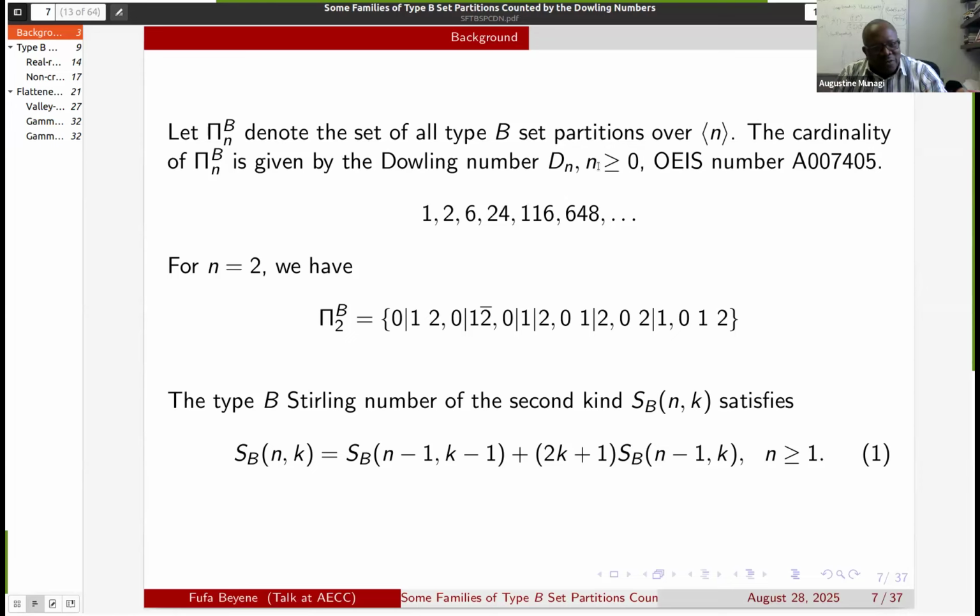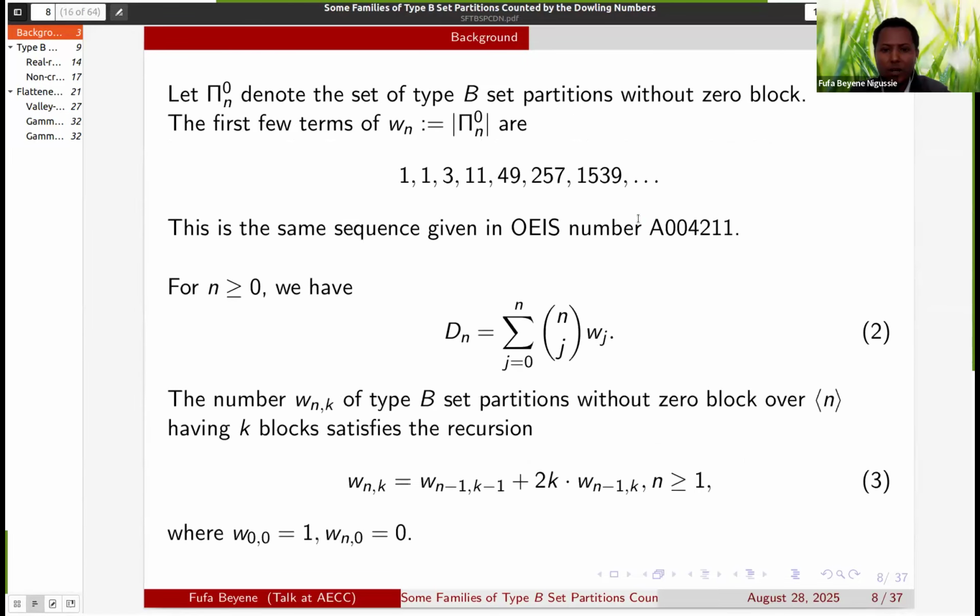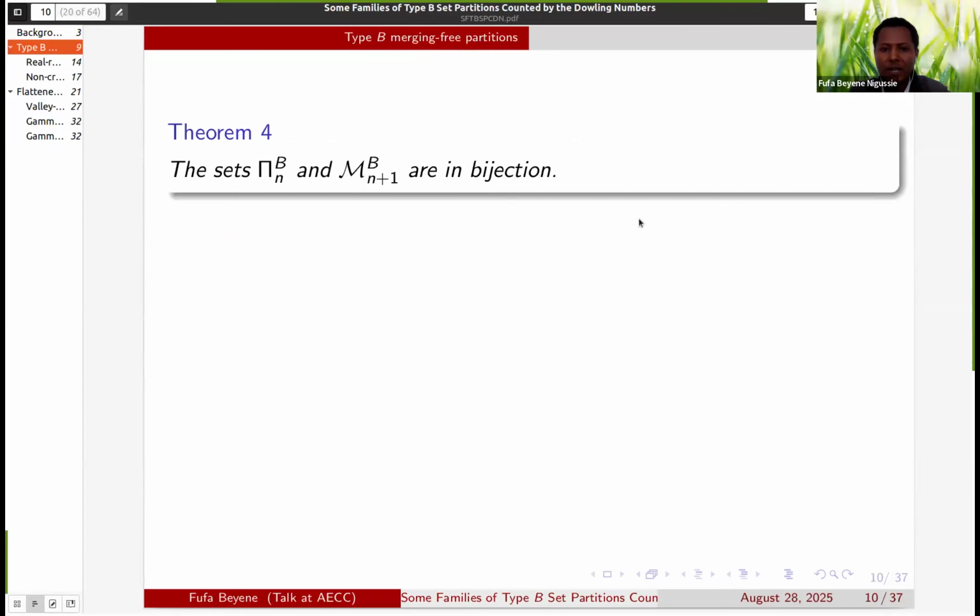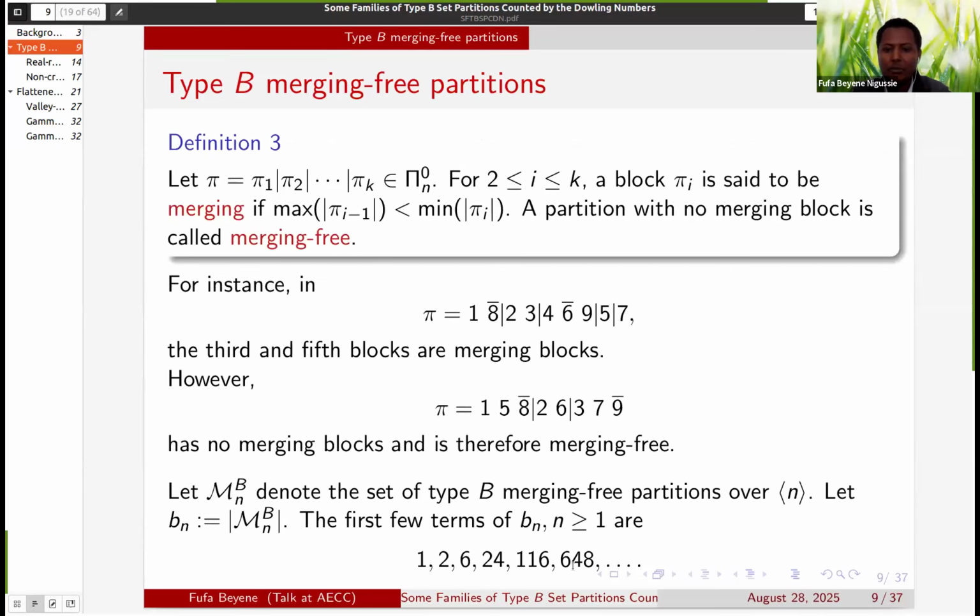That kind of situation occurs in compositions. Yeah, after the shift, they are exactly the same. So for n greater than or equal to 0, we have this sequence, which is the Dowling numbers. And when you consider type B merging free as well, you have the same sequence up to shift. Now we have n greater than or equal to 1 here. Yes, they are the same. Great.